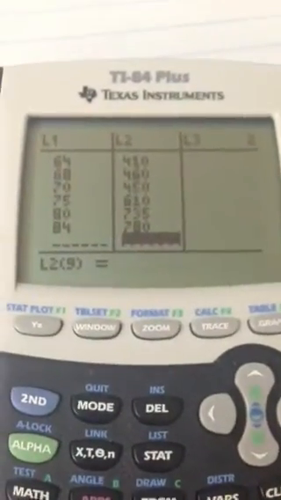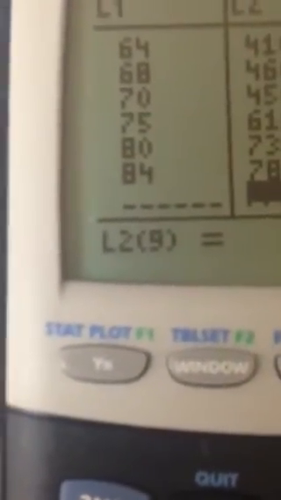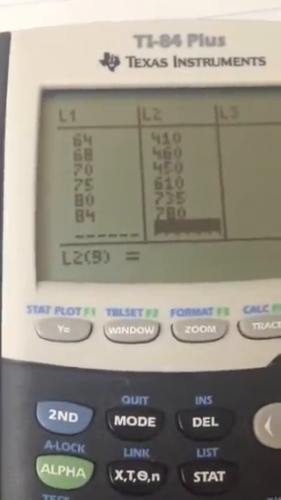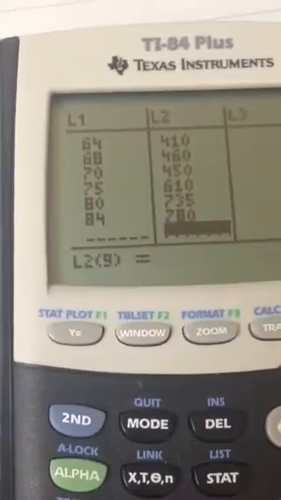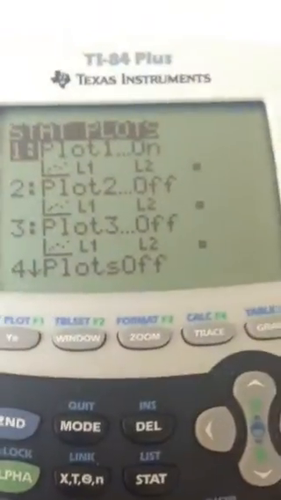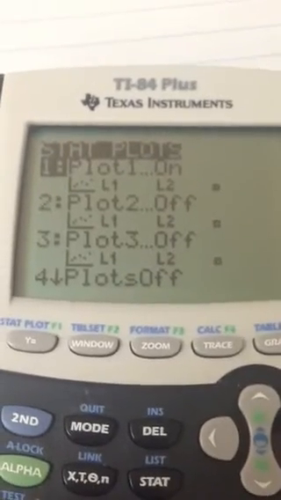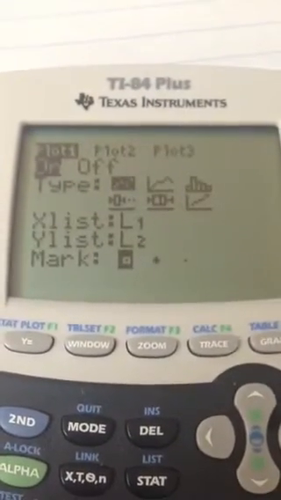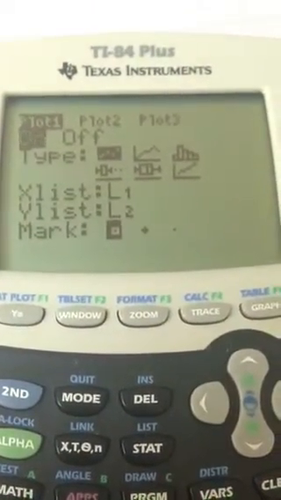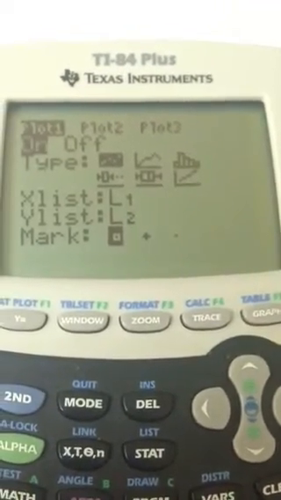Now I need to make sure that my calculator will do a scatter plot. You see right there it says stat plot right above the y equals. That's what I need to look at. To get there, since that's the blue key, I need to push second and then stat plot. In my case, plot 1 is on, which is what you want it to be. Plot 2 is off, plot 3 is off, the rest of them are off. If yours says off, then you would hit enter, and you'd want it to be on. You want the type to be a scatter plot, the X list to be L1, the Y list to be L2, and you can use whatever mark you want for your data.